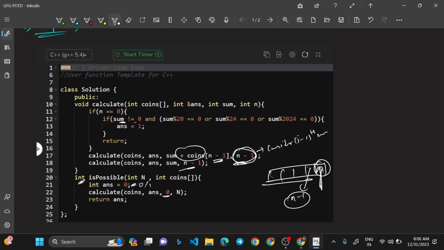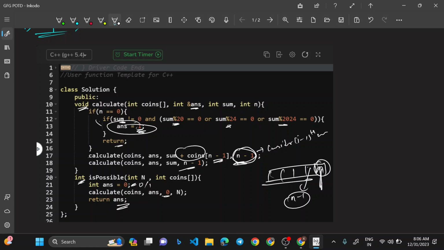Okay, sum should not be equal to 0, there must be a sum, and the sum must be divisible by 20, or divisible by 24, or divisible by 2024, that means equal to 2024. If any of these cases holds, you'll put your answer to be 1 and finally return it. Okay, it's a void, so you need not return anything, and your answer would be 1 in case you found anything. Answer is actually storing the bool, true or false, right? And finally you will be returning that answer.